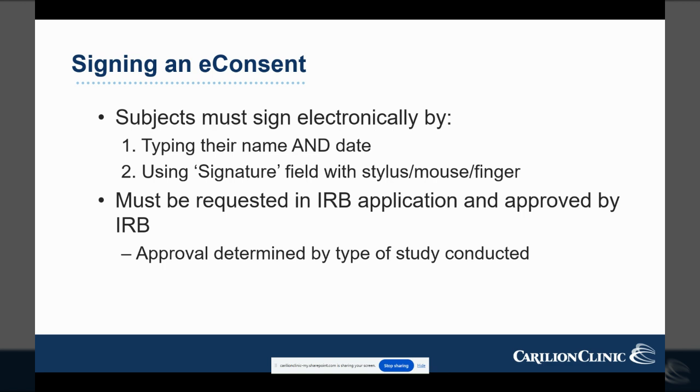When it comes to signing an e-consent form, subjects have two options. They can type their name and the date, or use a signature field with a stylus, mouse, or their finger. It's important to note that all e-consent implementations must be approved by the IRB before use, and approval depends on the specific type of study being conducted.